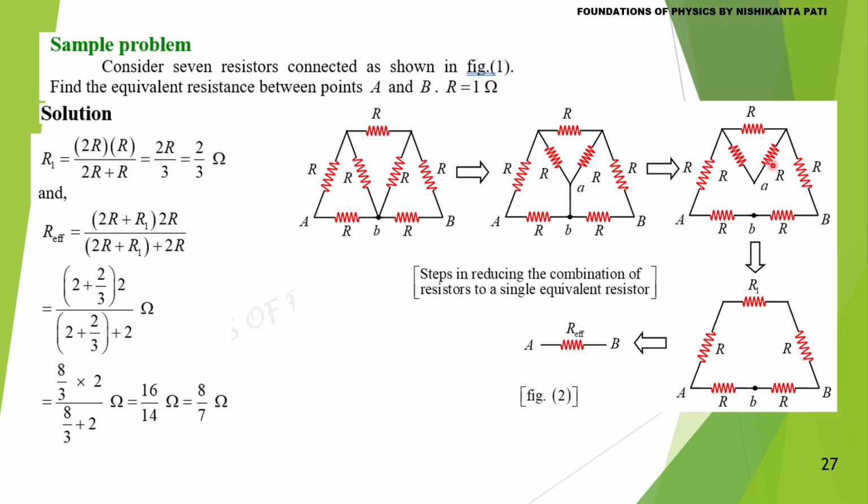These two are in series and then in parallel with R. The total resistance is now R1. R1, R, R are in series, and that is in parallel with 2R. So R1 is 2 by 3 ohm. Then the effective resistance comes to 8 by 7 ohm.